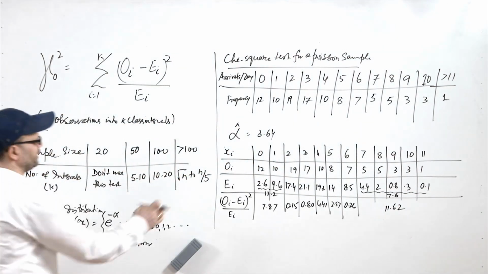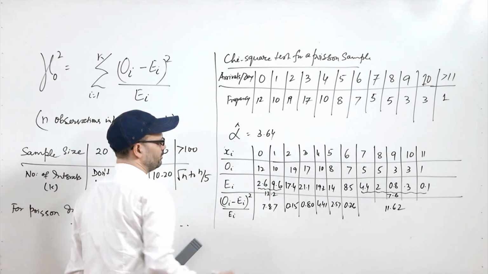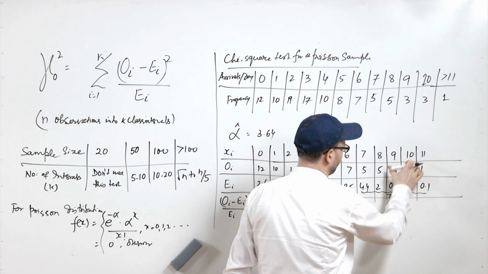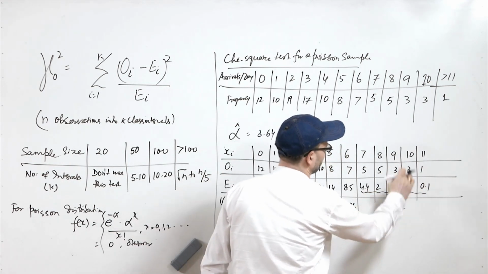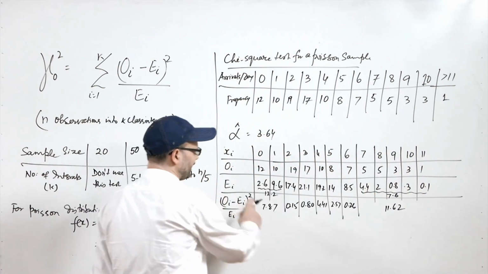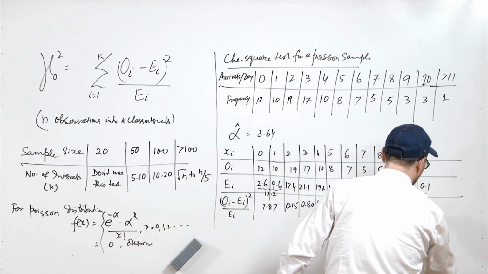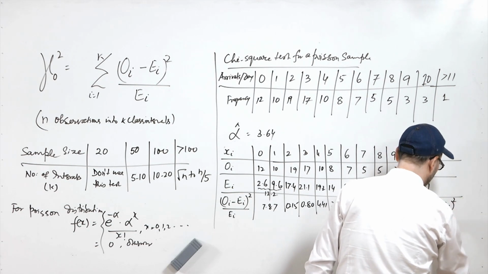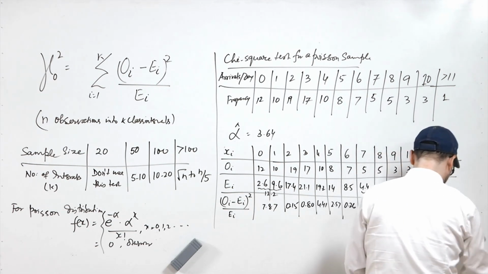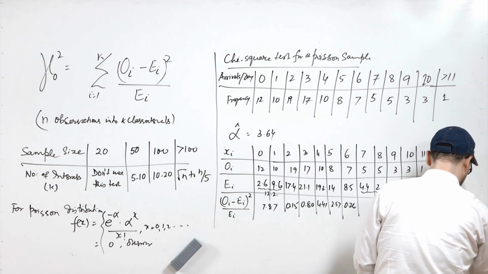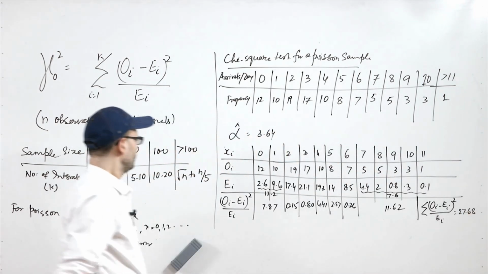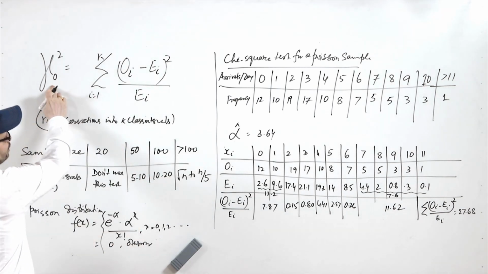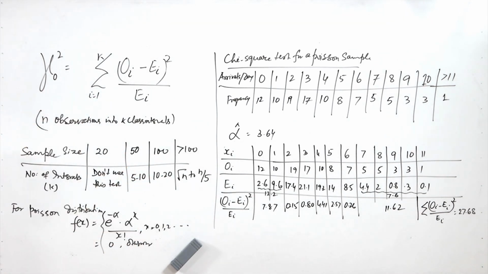So, what we do is here we take it as 22 and this is 12.2. Similarly, here you have 10 plus 13, 16 and 17 and this is 11 and this is 7.6. So, once we get that, the summation of OI minus EI square upon EI comes out to be 27.68. Now, this is chi 0 square, the value which is coming out to be 27.68.